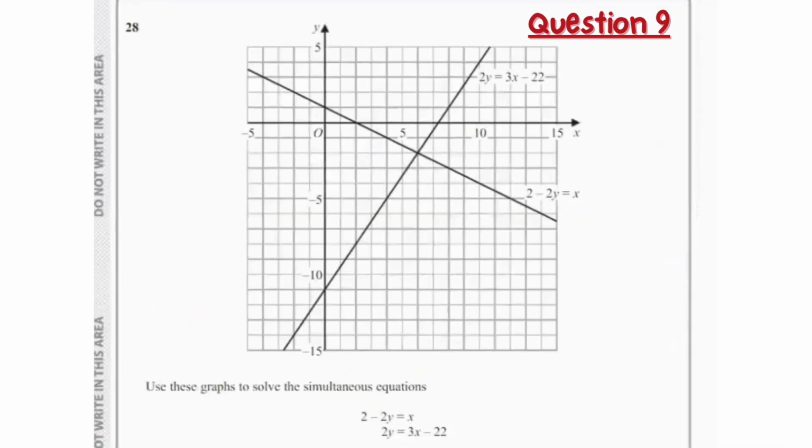Question 20 says, use this graph to solve the simultaneous equation. So in a graph, if they have drawn two lines which represent simultaneous equations, it's just basically the intersection of the two lines. So x value over here is 6 and y value is -2. So that is your answer.